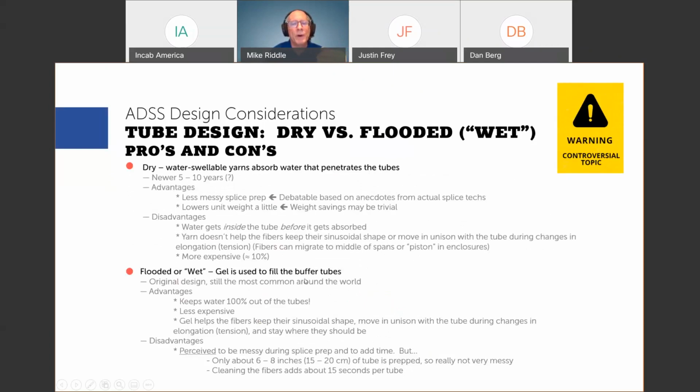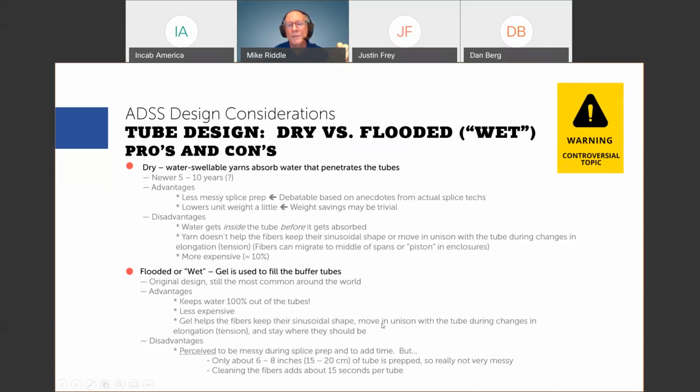The gel is used to fill the buffer tubes in a flooded tube. It's the original design, and it's still the most common around the world. The advantage there is, like in the core, it keeps the water 100% out of the tubes. It's also less expensive. And here's an important thing. The gel in the core didn't really do anything other than block the water. But in a tube, the gel helps the fibers keep their sinusoidal shape. Remember early slide, and I showed the sinusoidal shape of the fibers inside the buffer tube? The gel is helping them keep that shape.